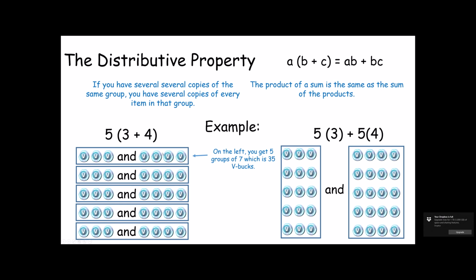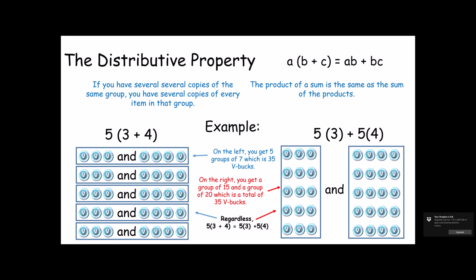5 groups of 7. Over here on the right, you have a group of 15 and a group of 20, which happens to also be 35. Regardless of which way you group the information, you come up with the exact same number of V-bucks. That's the point of the distributive property.